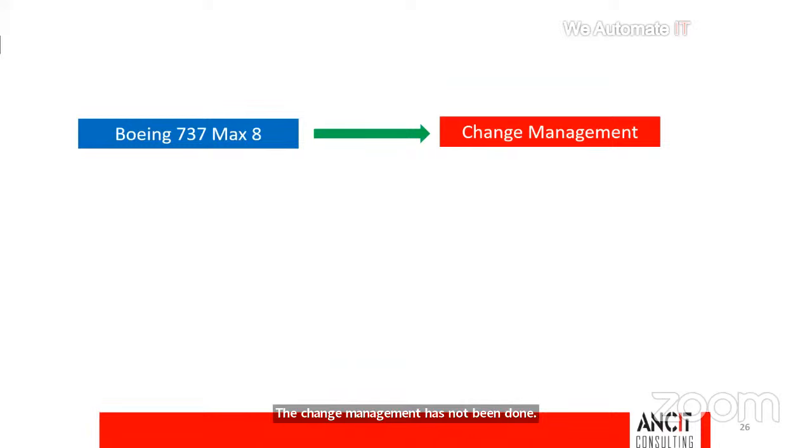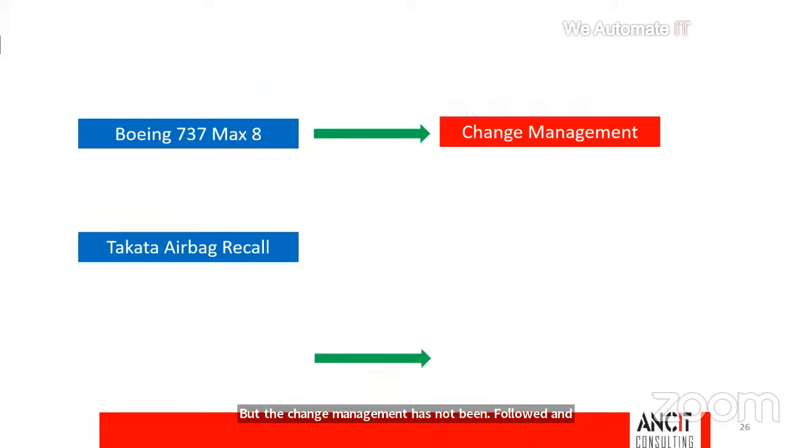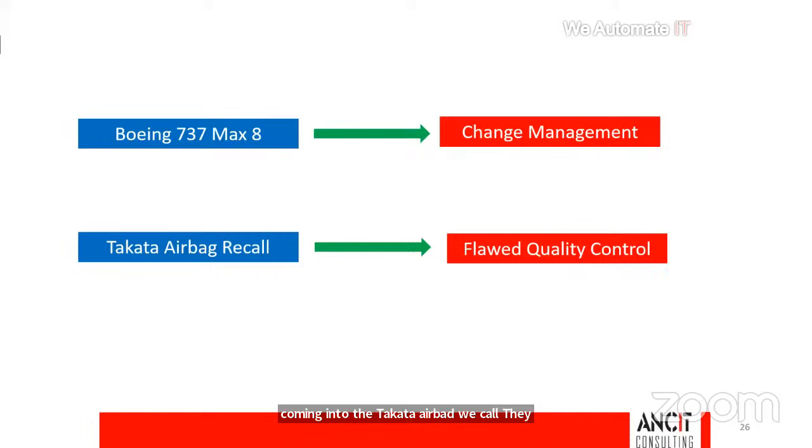The change management has not been done in the use case, because whatever change you are making in your product, you need to re-engineer from the beginning. But the change management has not been followed. And coming to the Takata airbag recall, they produced some flawed quality control product. As a result, there were some injuries and deaths, and a very long process of recalling 67 million vehicles. So these are some problems which were occurring in the automobile industry as well as in aerospace and all those things.